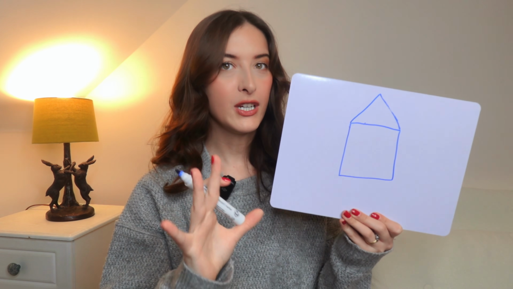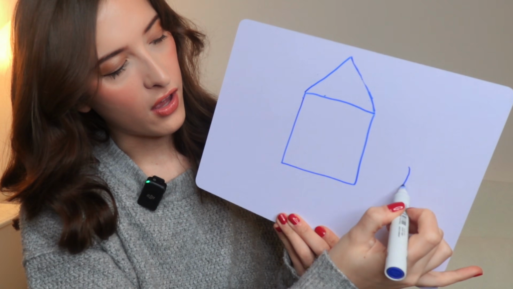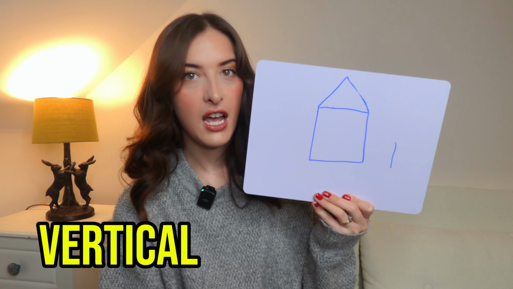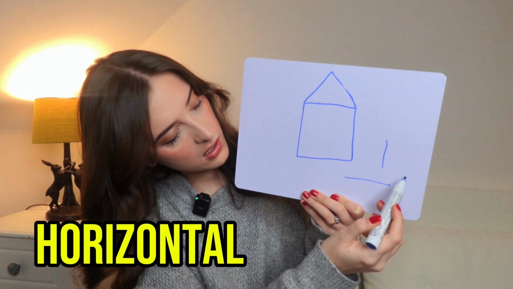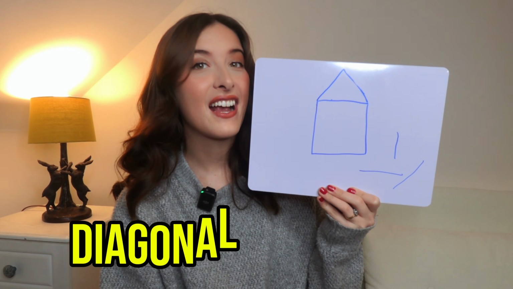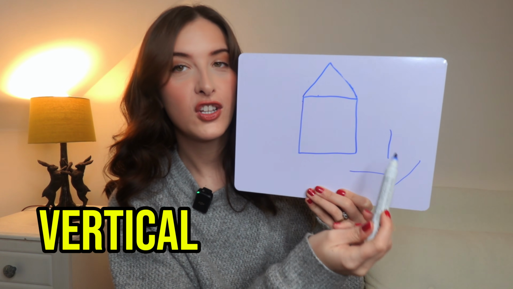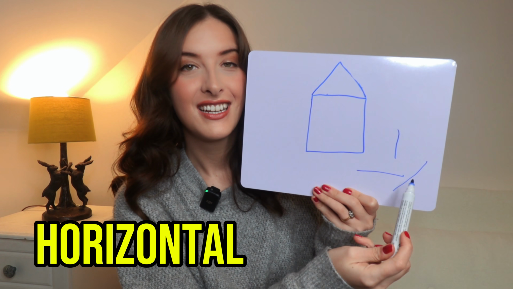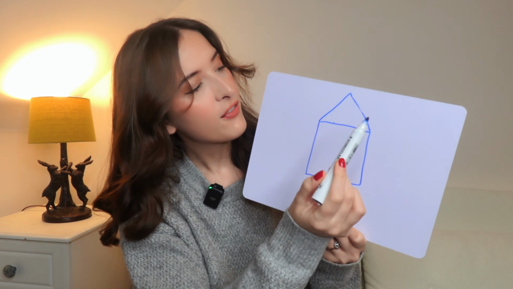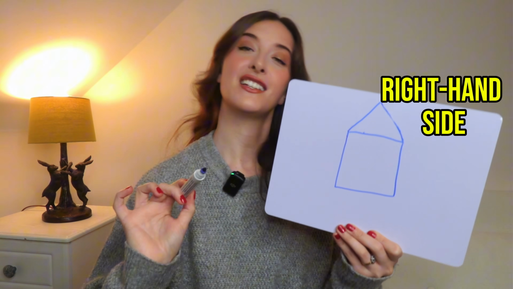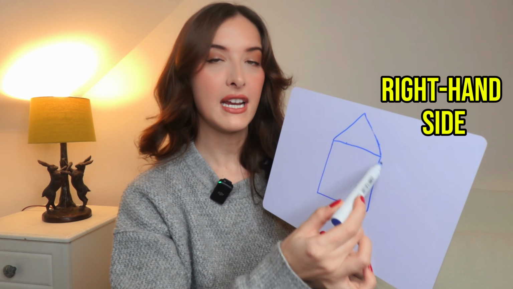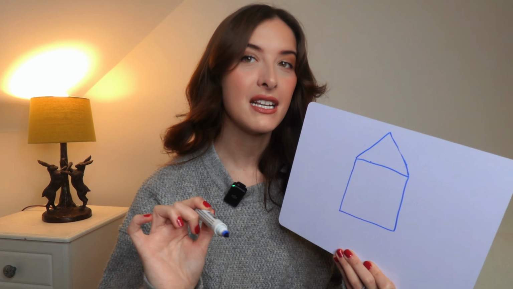So first of all, you need to know lines. So we can have a vertical line, horizontal, diagonal. So we've got vertical, horizontal, diagonal. So we're going to need those lines. We're going to need those words in just a second. So we can say find the middle of the right-hand side of the triangle. So find the right line and then find the middle.